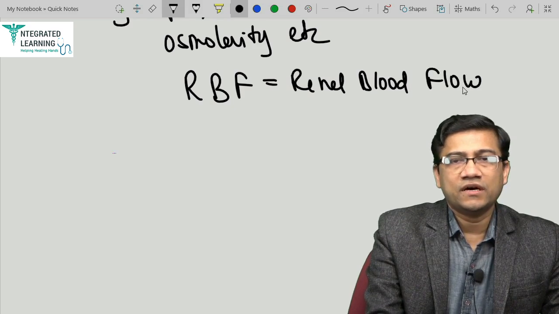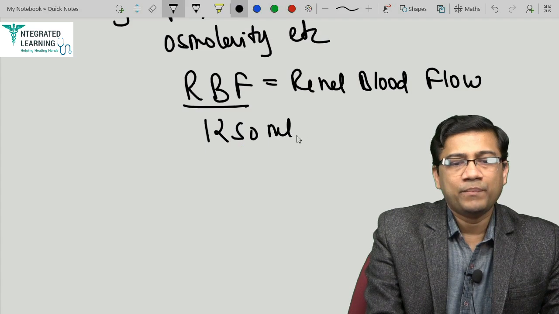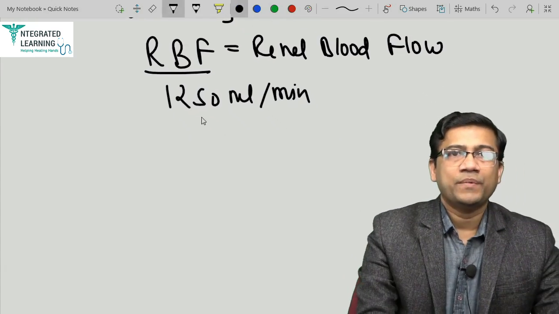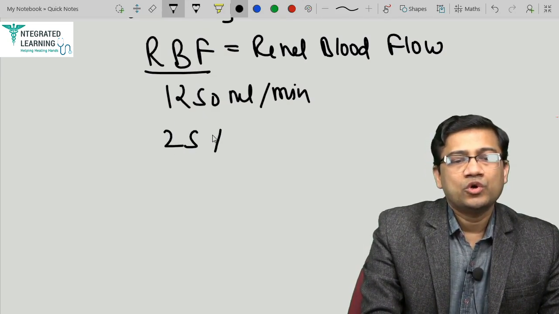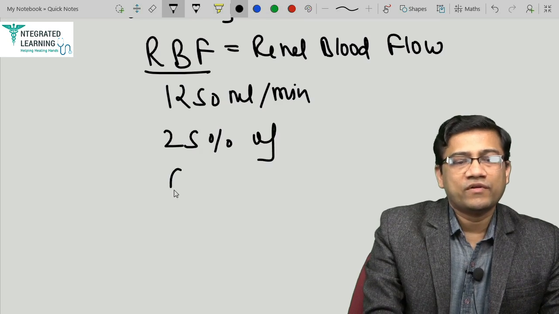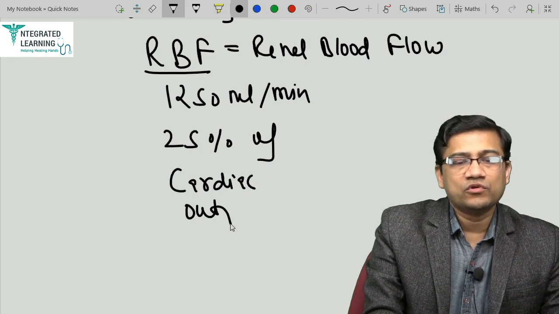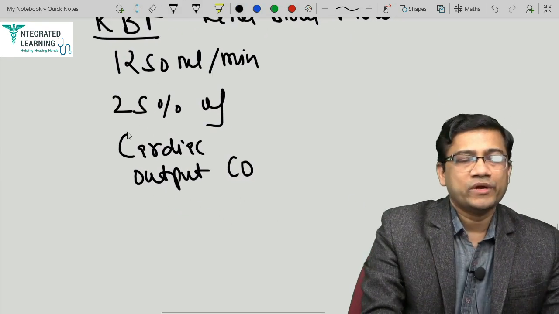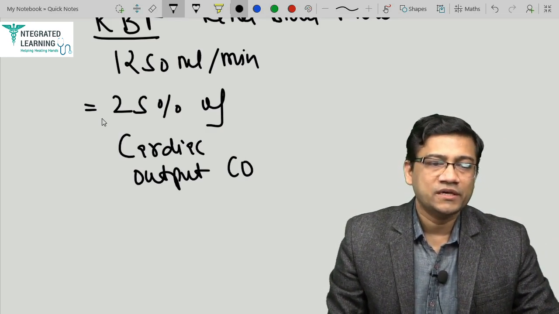So what is the value of RBF? It is 1250 ml per minute, and it is approximately 25% of cardiac output. So that means 1/4 of cardiac output, CO, is going to which area? It is going to the kidney. How much? 1/4 is going to the kidney.